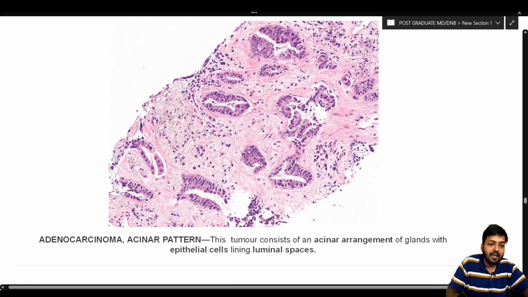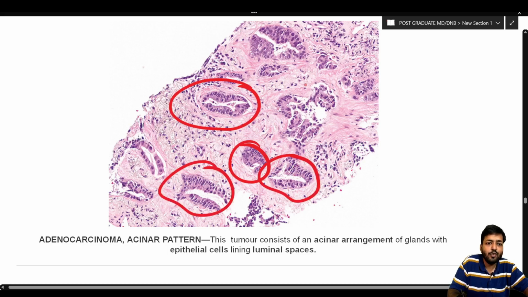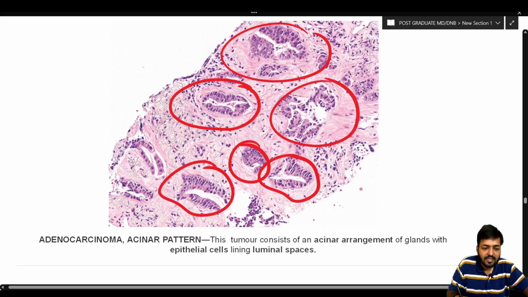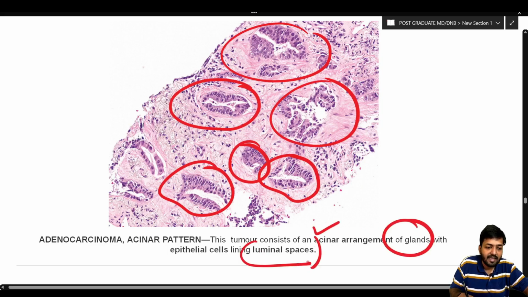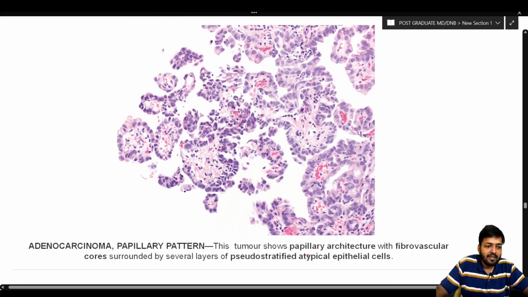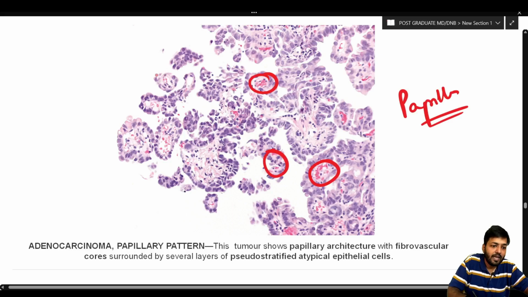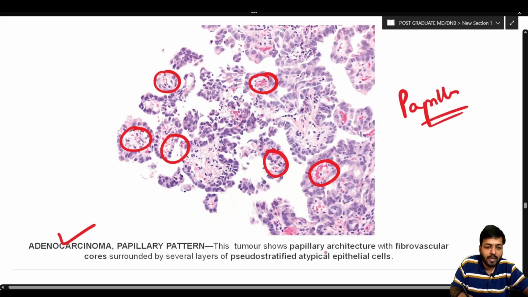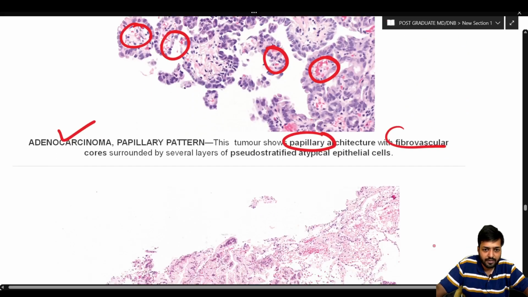Now over here it is morphologically clear cut, you can see the acinar pattern of adenocarcinoma. There is no problem whatsoever in this biopsy. The tumor consists of an acinar arrangement of glands with epithelial cells lining the luminal space. So this is an adenocarcinoma acinar pattern. This is the next image. Over here you can again see adenocarcinoma, but the classical papillary pattern is there. You can see the cut section containing fibrovascular cores. This is the adenocarcinoma papillary pattern. The tumor is showing a papillary architecture with fibrovascular cores.